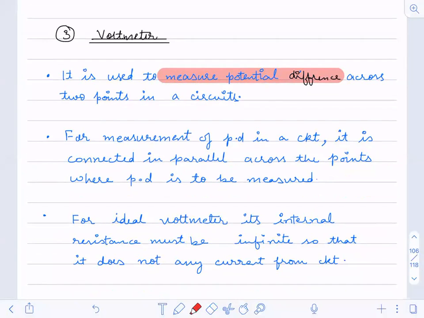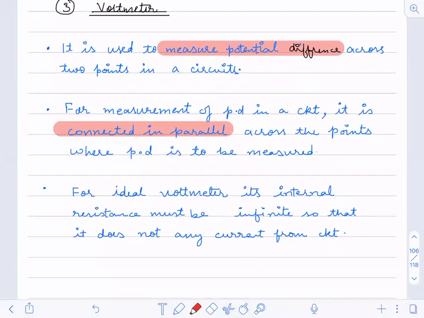For measurement of potential difference in a circuit, it is connected in parallel. How was ammeter connected? It was connected in series. And how is this voltmeter connected? In parallel. One point we have to see is why it is connected in parallel and what will happen if I connect it in series. Now it is said that for an ideal voltmeter, its internal resistance must be infinite.